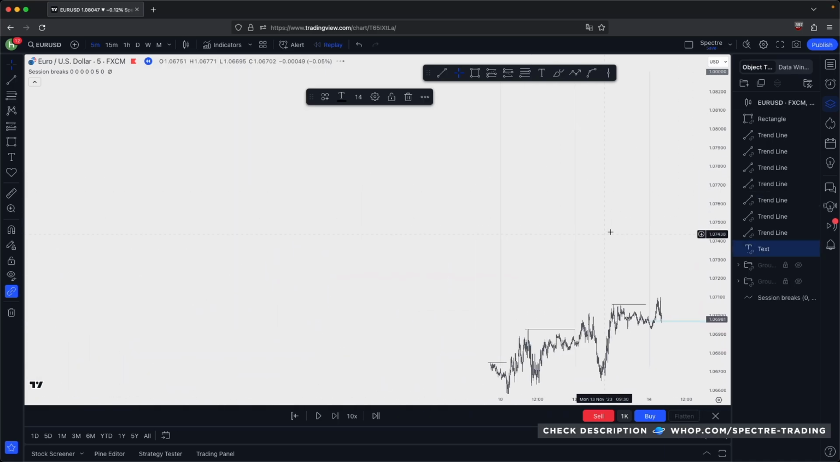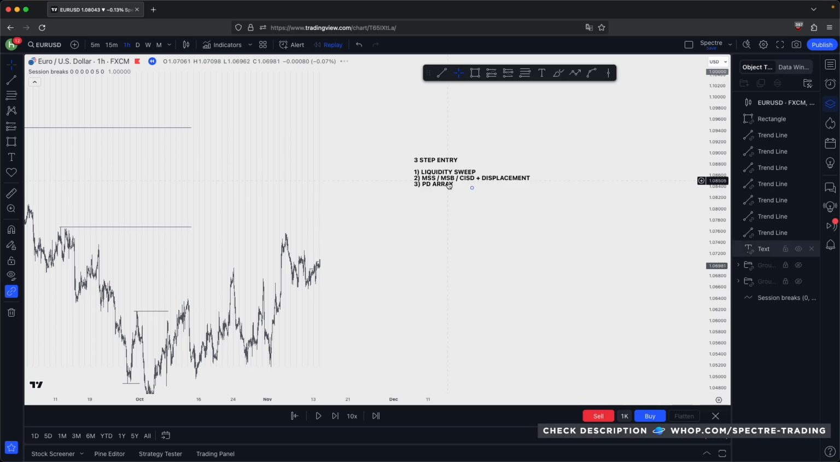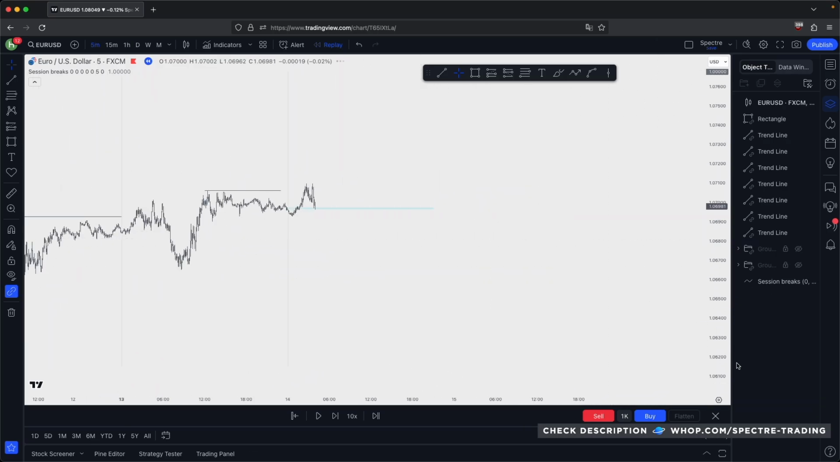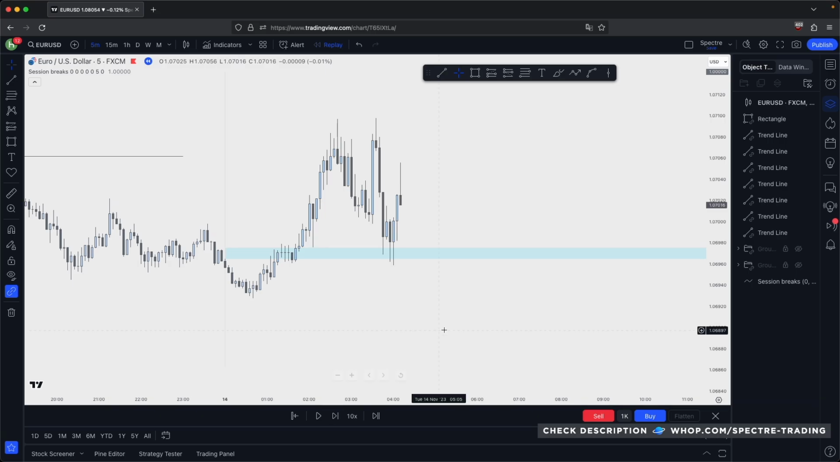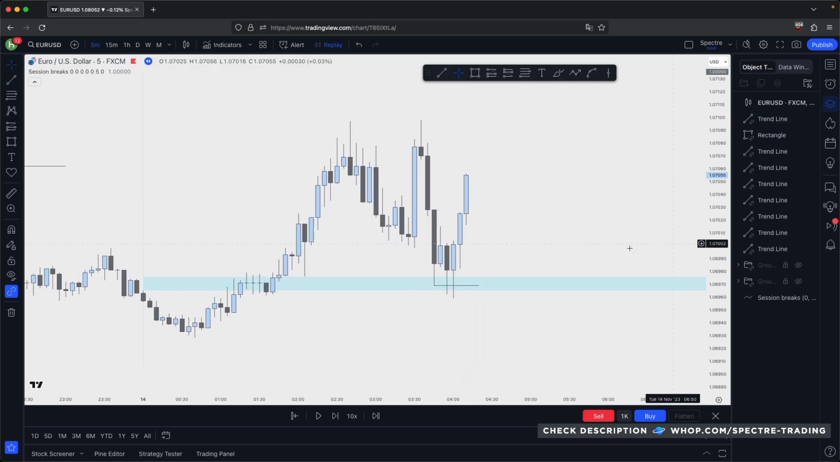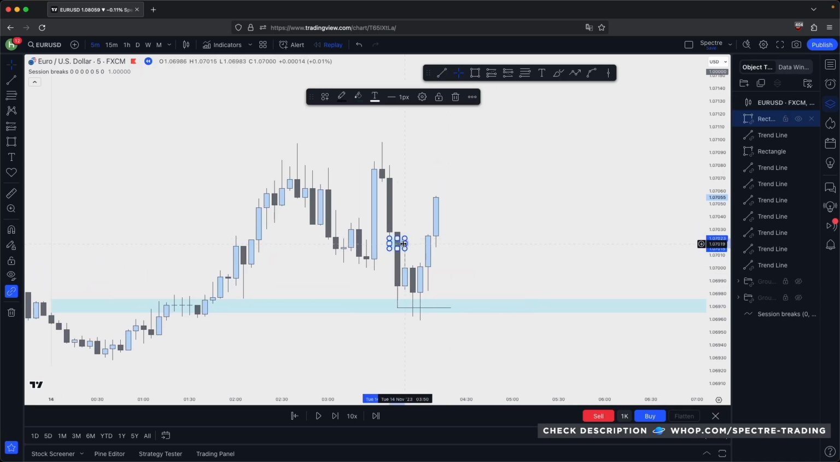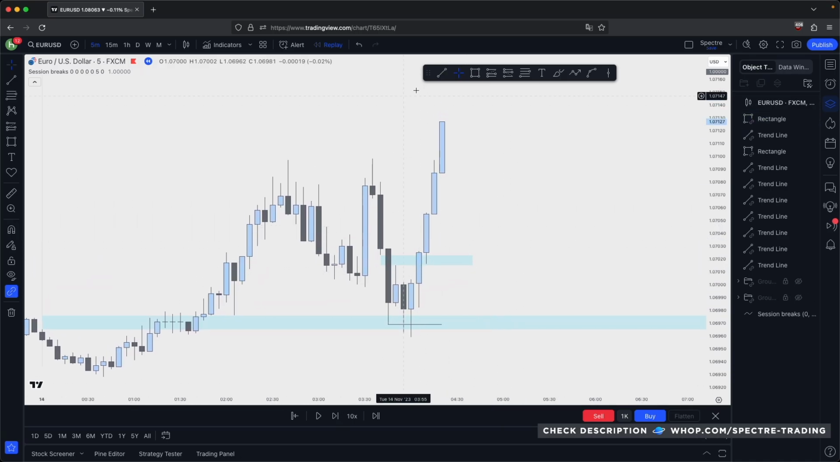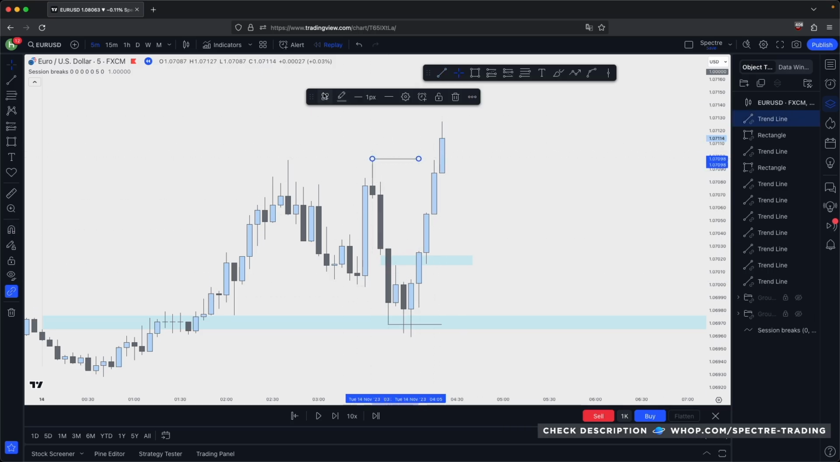Remember your 3-step entry: liquidity sweep, a market structure shift or market structure break or change in state of delivery with displacement, and a PD array to enter off of. 5 minute. We tap into this hourly imbalance, playing price out. What do we get? A liquidity sweep in the form of sell-side liquidity, change in state of delivery. And then price also gives you another confirmation by breaking the swing high, giving you your market structure break.